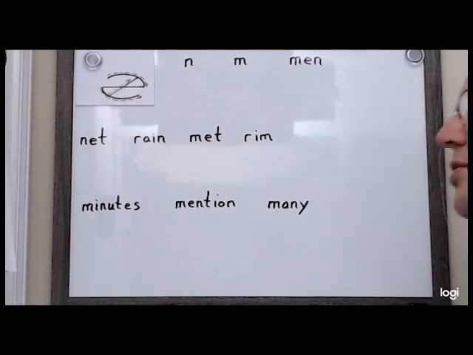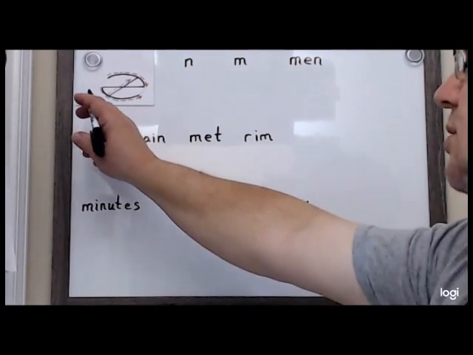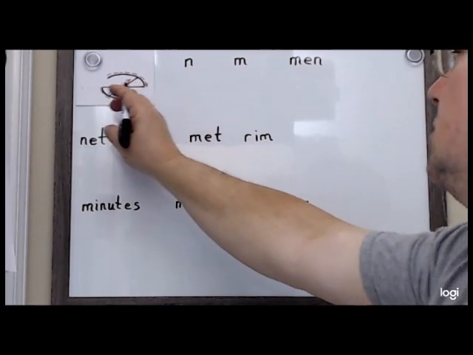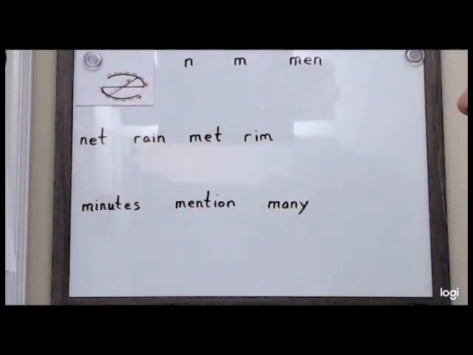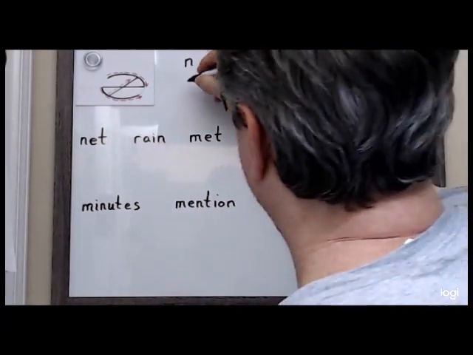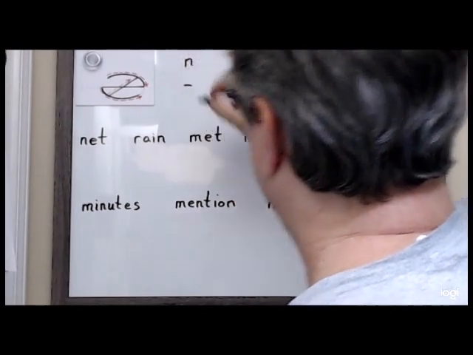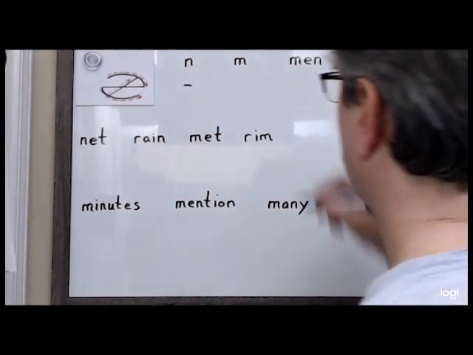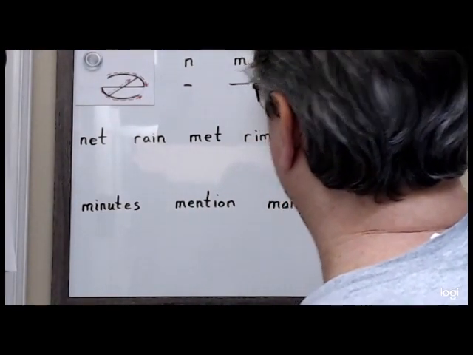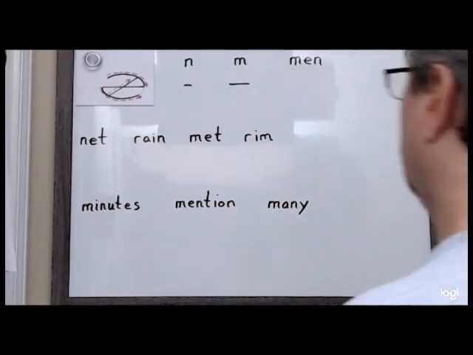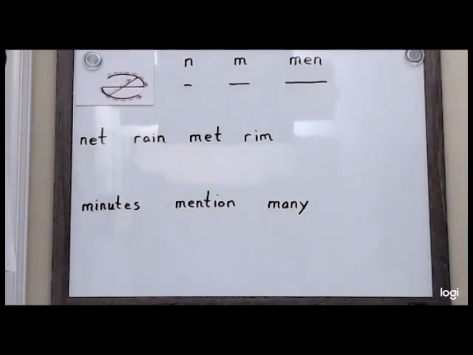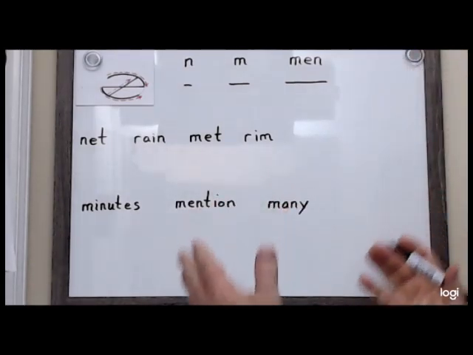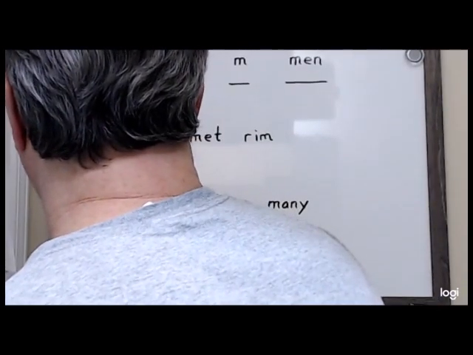The next set of strokes are written horizontally from left to right in a straight line, as you can see from this line inside the ellipse. So the N, the small, the M, the medium, and the MEN stroke, the large. And here are a few words that will incorporate these characters. The word net is N-E-T.